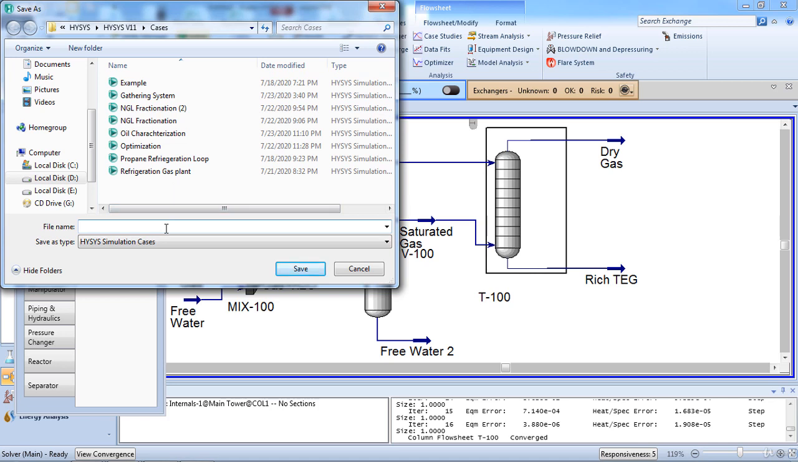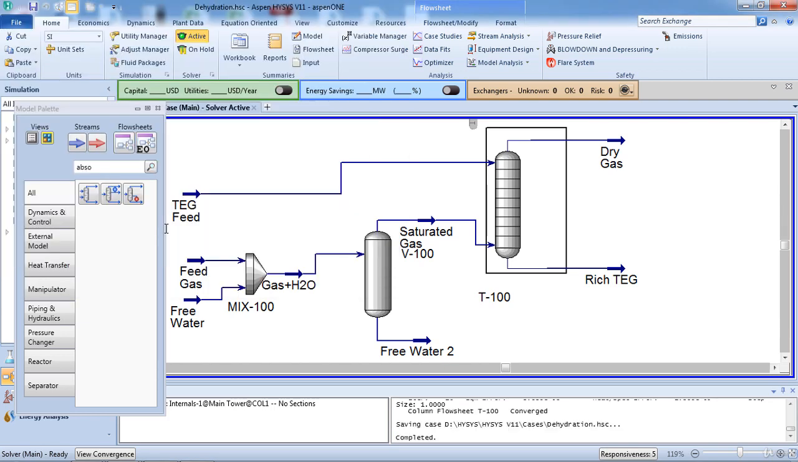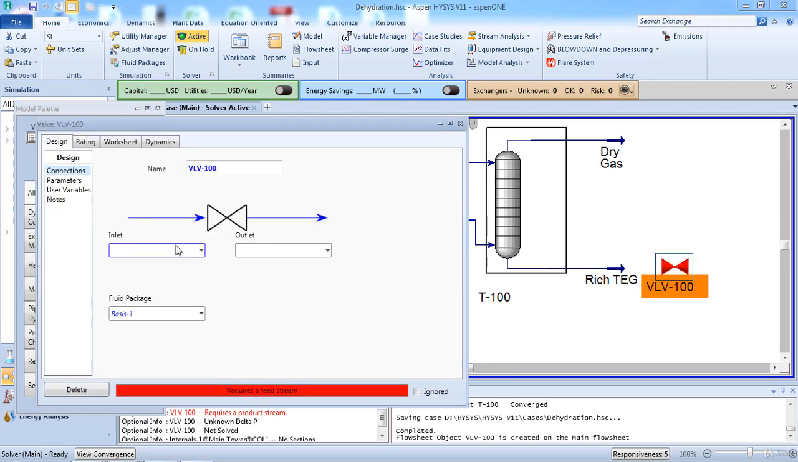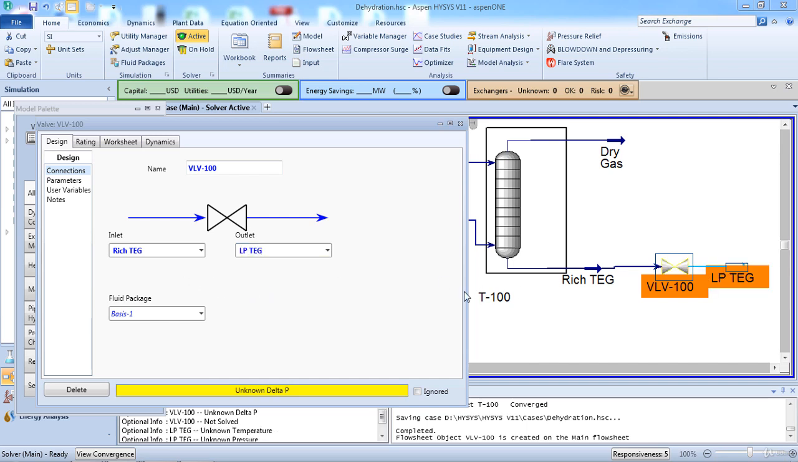I call it dehydration. Now we will add a valve just to decrease the pressure of the rich triethylene glycol, and the outlet is low pressure triethylene glycol. However, it's not solved because we don't know what the outlet pressure is.